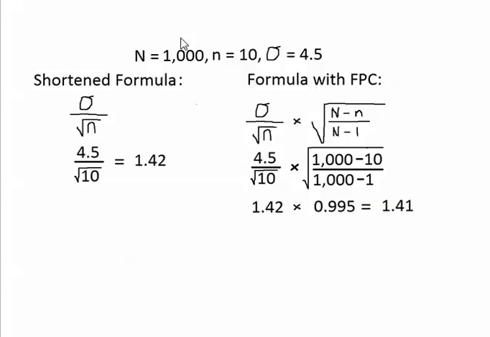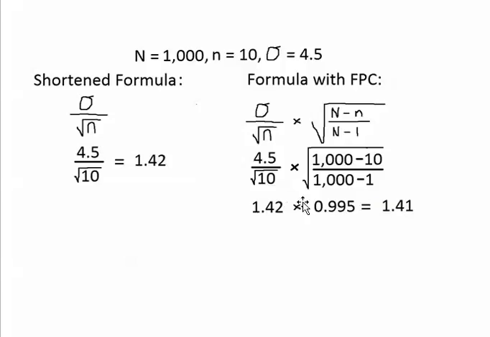So when the population is 100 times larger than the sample, the long formula gives us 1.41, and the shortened formula gives us 1.42. These two answers are pretty much exactly the same. So like I said, if the population is a lot larger than the sample, then the shortened formula will give you an answer that's highly correct. Not perfectly correct, but highly close to being correct.